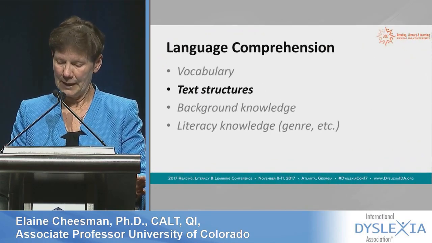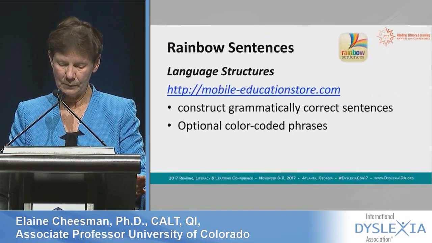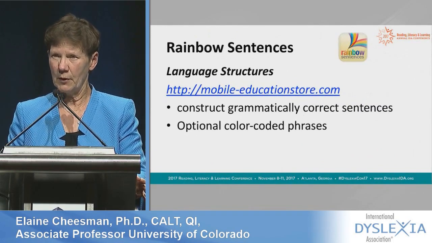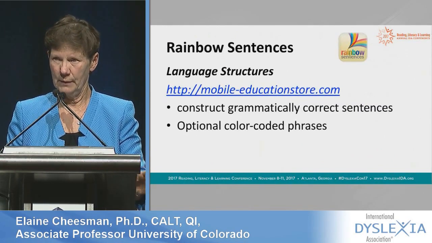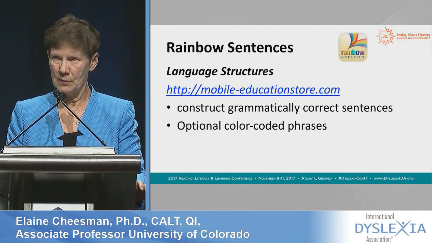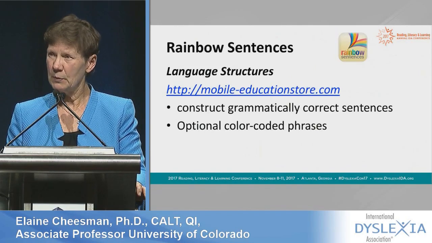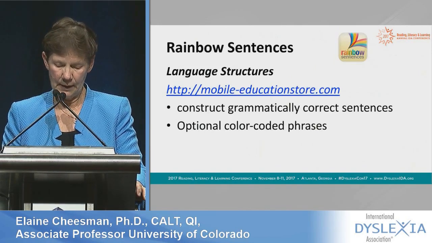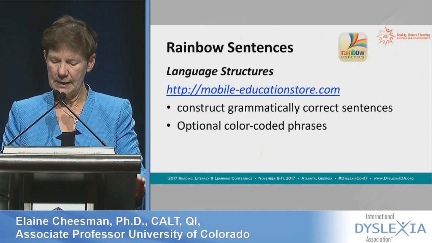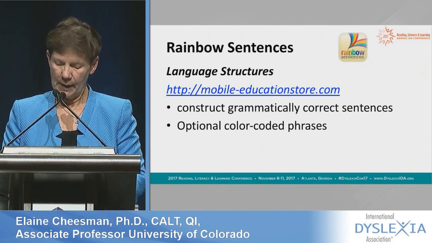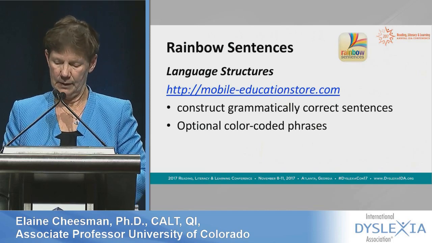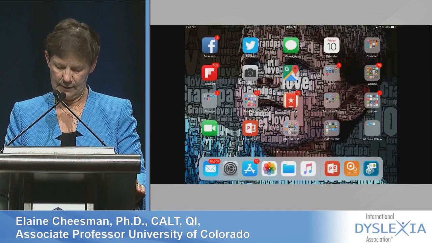So now text structures are important because this is the language part, but sometimes with our kids, it's a little weak. So this rainbow sentences is developed by speech and language pathologists, and it's at mobileeducatorstore.com. And the whole idea is to construct grammatically correct sentences. And there's a lot of scaffolding in it. So I'll show you what it is.